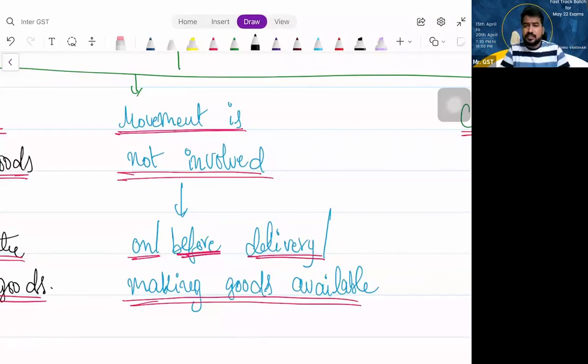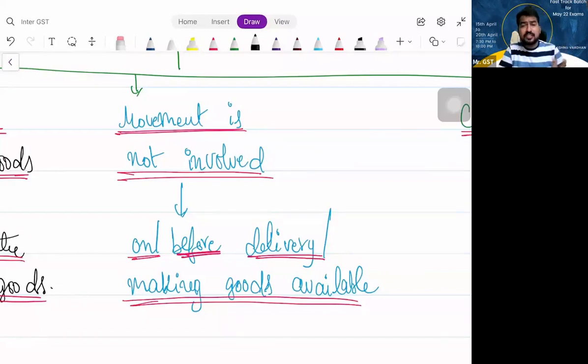Second scenario is what? Movement itself is not there. Then, on or before making the goods available to the customer or giving him the delivery. Is it clear? You should raise the invoice. That is the story there.